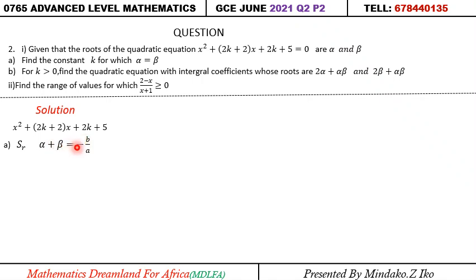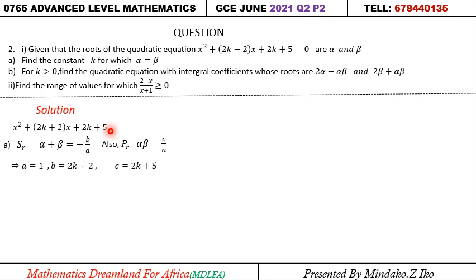The sum of roots is such that alpha plus beta is equal to negative b divided by a. Sum means add, so the sum of roots means alpha plus beta equals negative b over a. Equally, the product of roots, denoted PR, is alpha beta. The product means multiplication, so we multiply alpha and beta, and that will give us c divided by a. Notice that our a here is 1, our b here is 2k plus 2, and our c here is 2k plus 5.